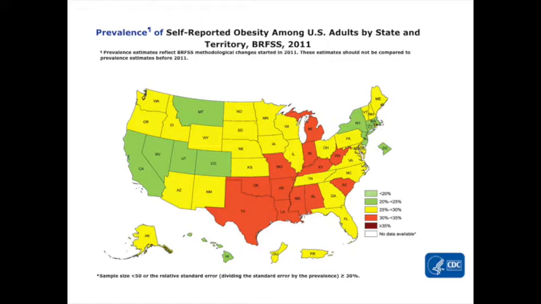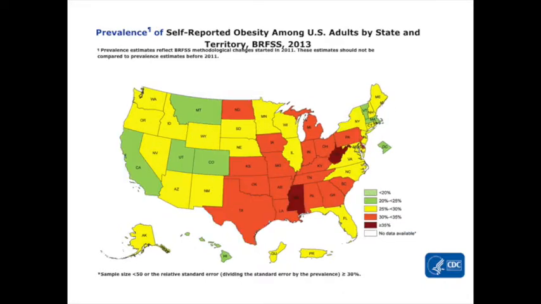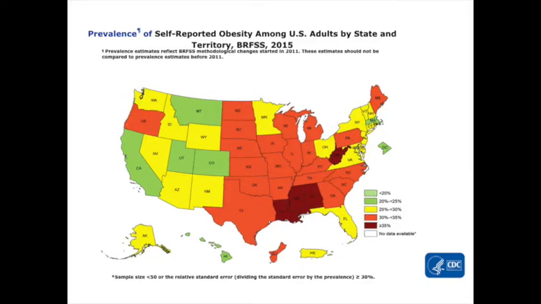So the green is a lower prevalence. Then it goes yellow, orange, and red. And you can see the trend, more yellow, more orange and red. So every single year, those numbers are increasing. Why is this important to you? Oh, and there's another one.